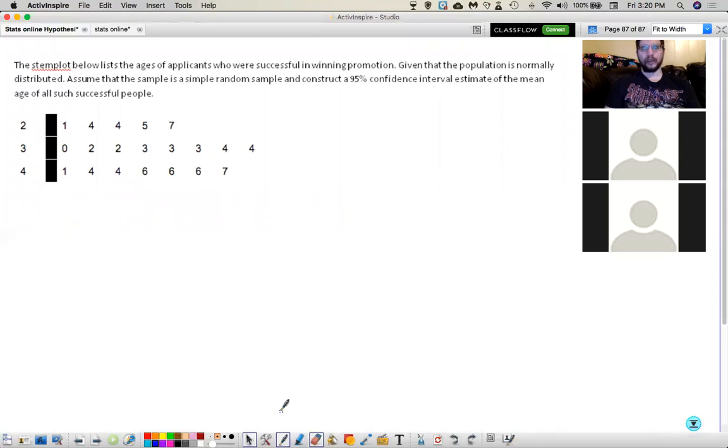Let me know if you start not hearing me because I think my AirPods are dying. So I'm just going to do this on one calculator to save a little bit of time. The stem plot below lists all the ages of applicants, given the population is normally distributed, assume simple random sample, 95% confidence interval, estimate the mean. I don't know sigma, that makes this a T. So I need to construct a T interval for this thing.